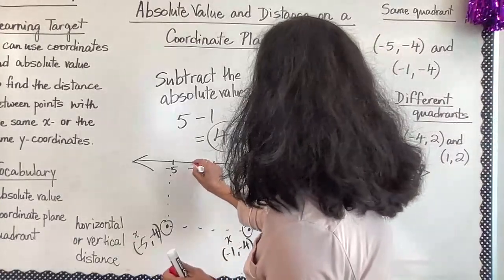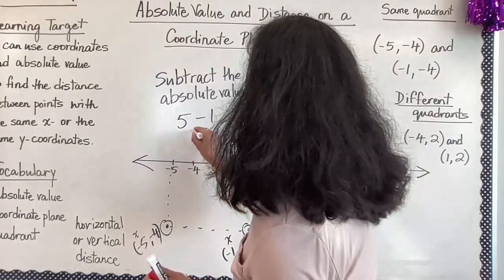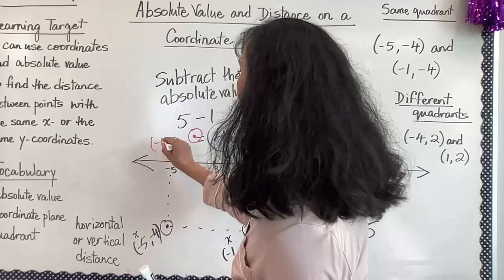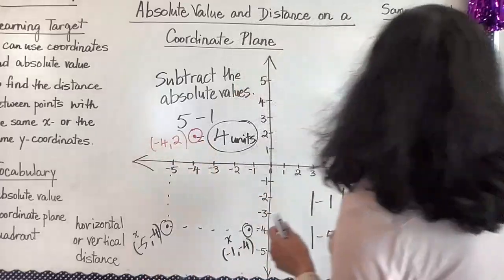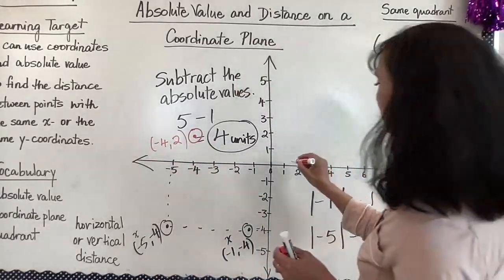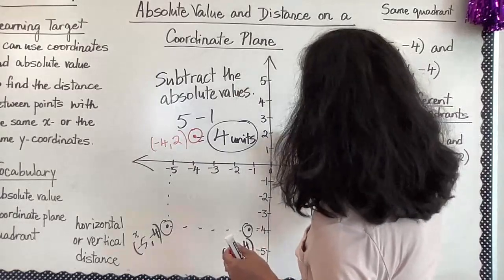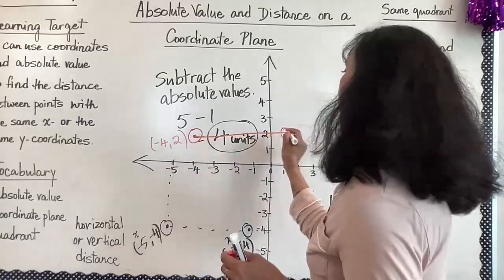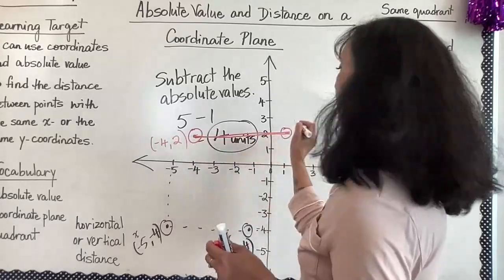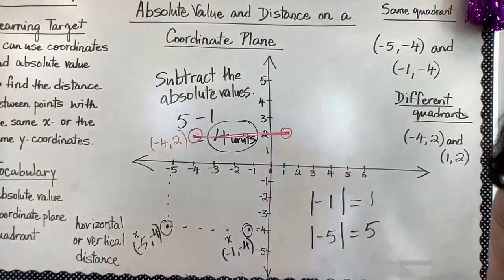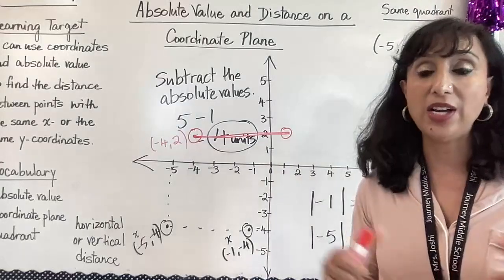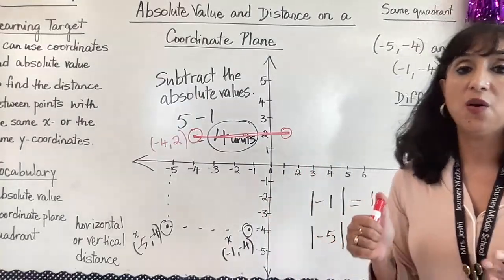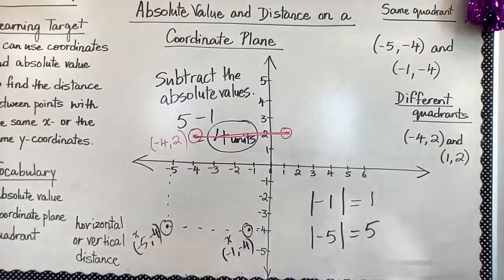So that would be negative 4 here and 2 is here. Okay, we have negative 4, 2 and we have 1, 2. So we have 1, 2. All right, so we are trying to see what is this distance. Because they are in two different quadrants, we are going to look at this. We can see that they have the same y coordinate.